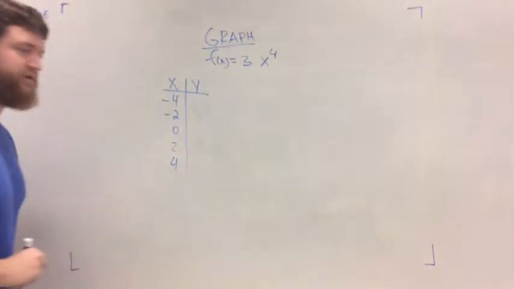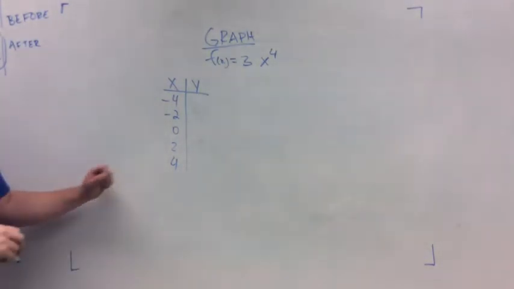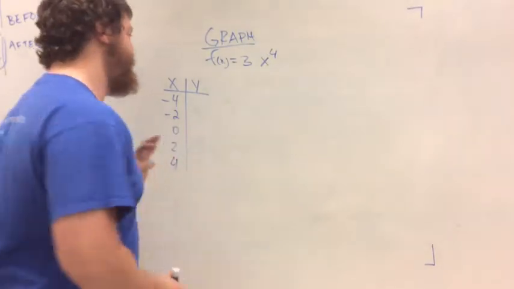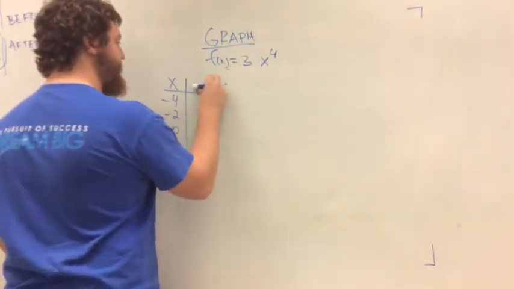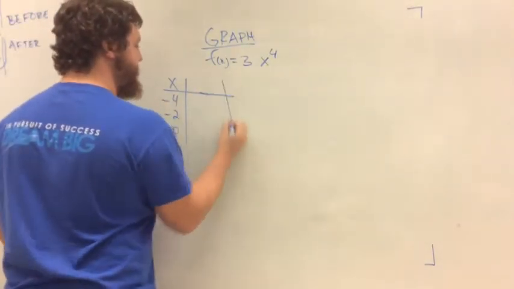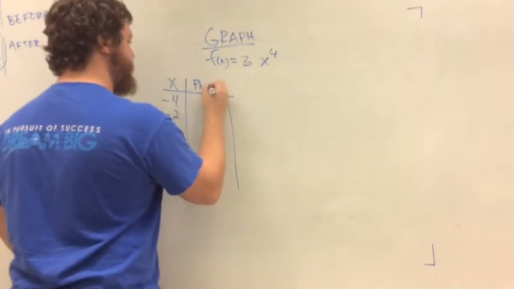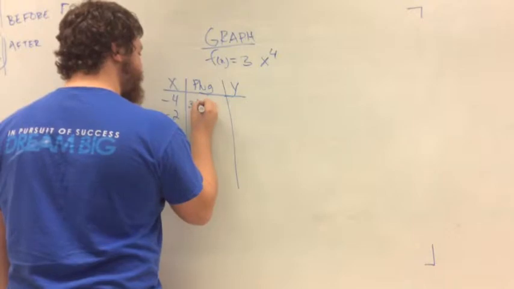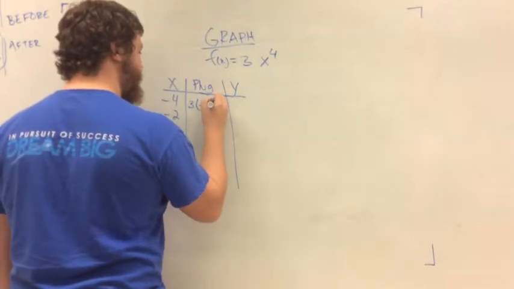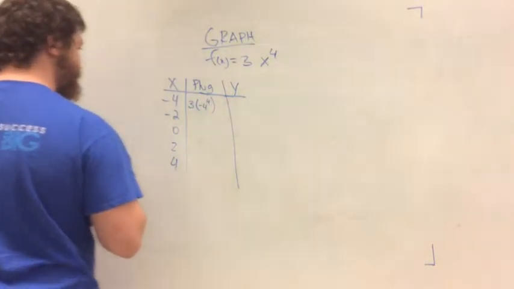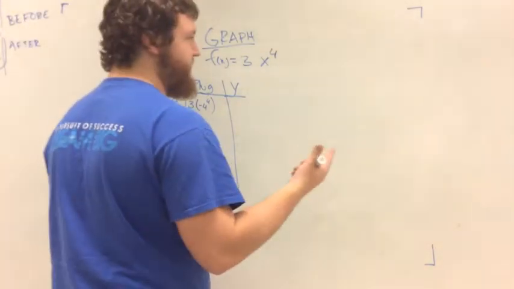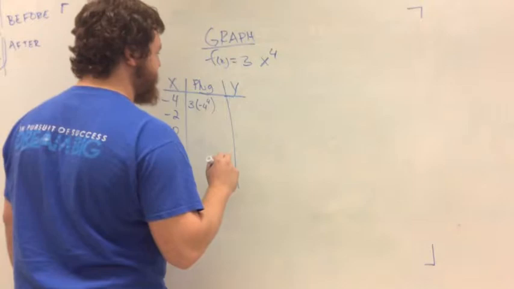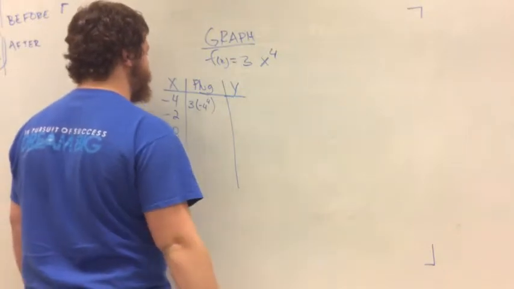Why do I pick those numbers? Do I have to use those numbers? No, I do not. I pick those because it gives me a wide spread from negative to positive. So I plug these in. I'm going to add a third column so you can see. This is where I plug, and that's where I get my y. So I'm going to get 3 times -4 to the 4th, equals what? A negative times a negative is positive, times a negative is a positive. So 4 to the 4th, 4 times 4 is 16, times 4 is 64.